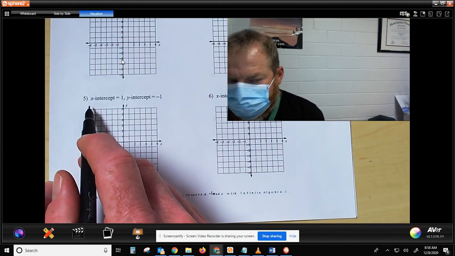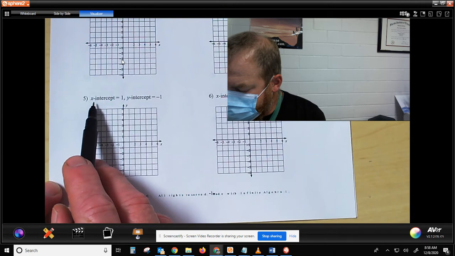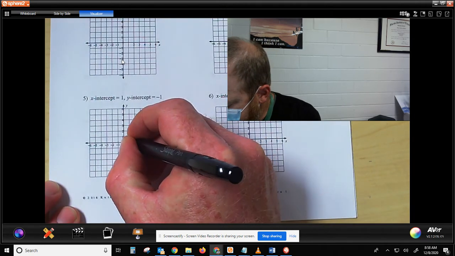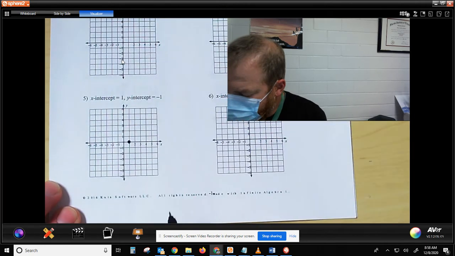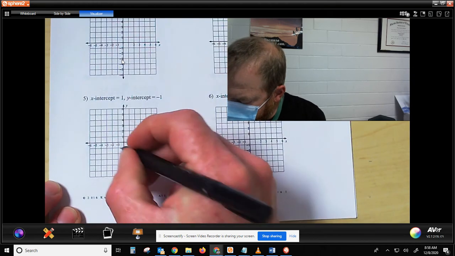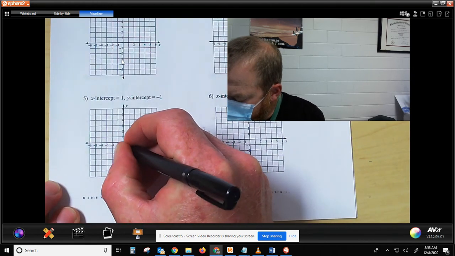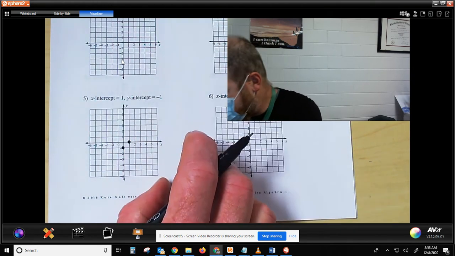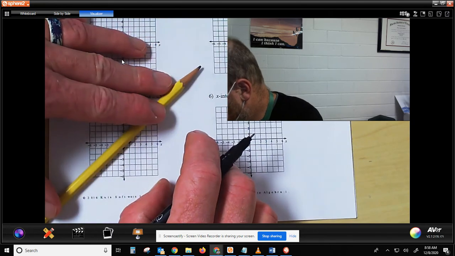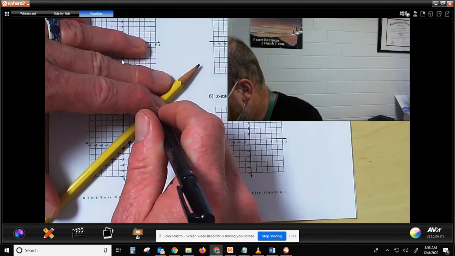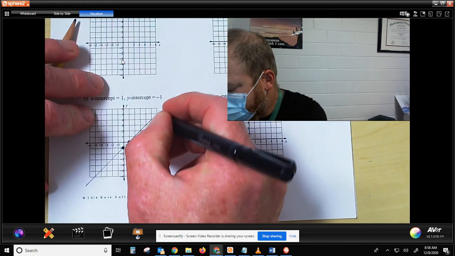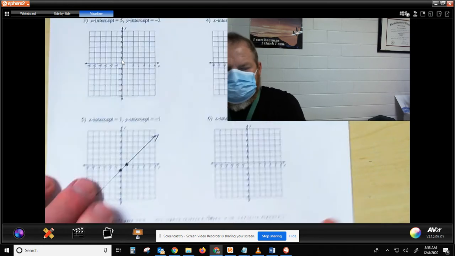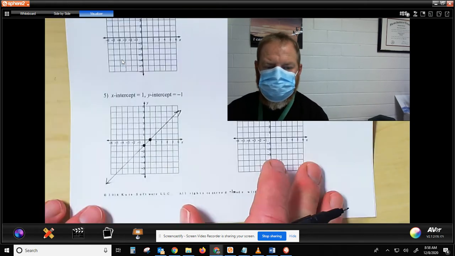Number 5, x-intercept of 1. So that's the x-axis intercepted by a line at 1. Y-intercept of -1. I've got 2 points. They're right next to each other, but 2 points are enough to make a line. Okay, so that's the first page. That's what she looks like.